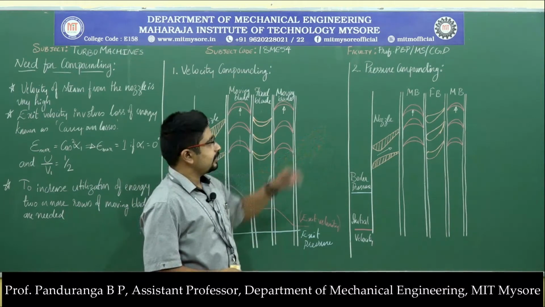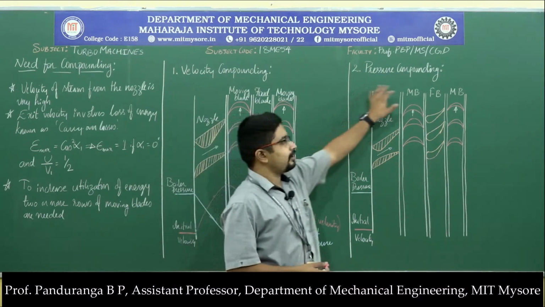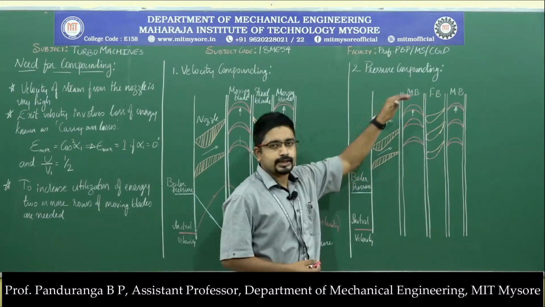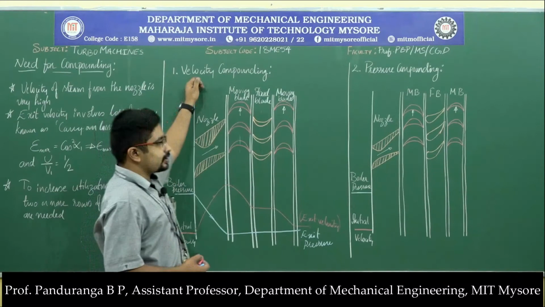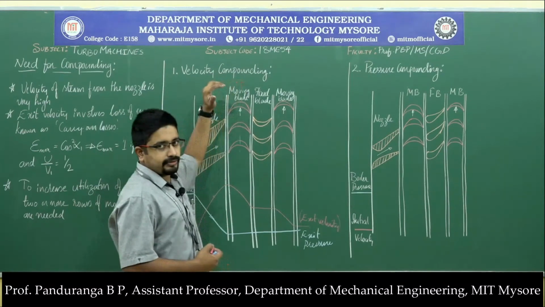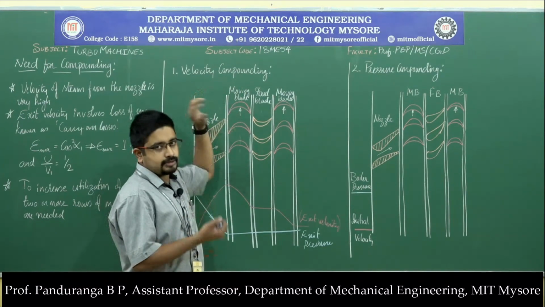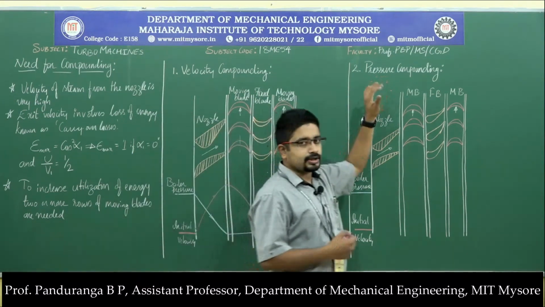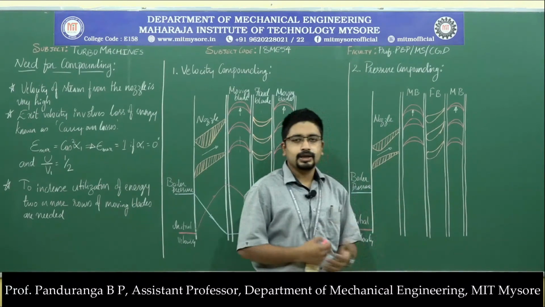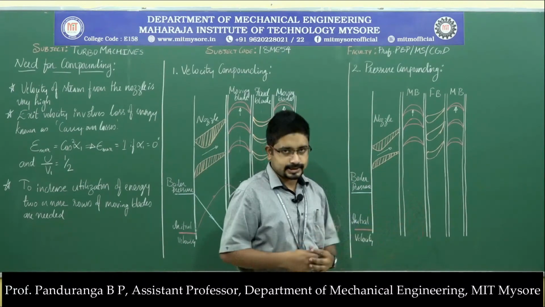Okay. Now let us see the working of a pressure compounding or pressure compounded impulse steam turbine. As the name indicates, the earlier one was velocity compounding, so the velocity or the kinetic energy will be absorbed in stages. This is pressure compounding, so here the pressure energy will be utilized in multiple stages.